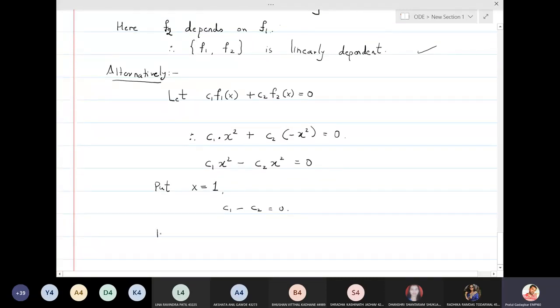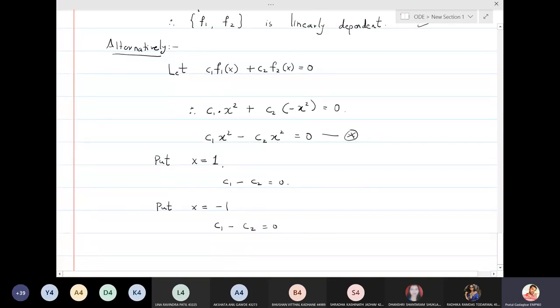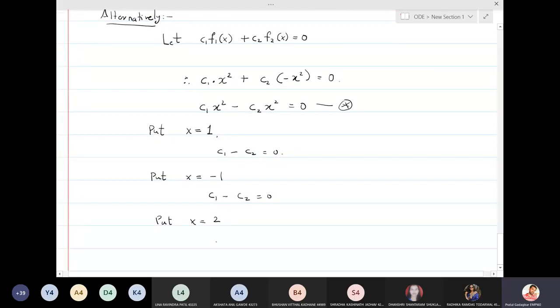Now let me put some other x to make one more equation. If I put x equal to minus 1 also, what will happen? This equation star will again become C1 minus C2, because minus 1 squared is 1. So again C1 minus C2 equal to 0. If I put x equal to 2, then I will get 4C1 minus 4C2 equal to 0, which, if I cancel the 4 out, will again give C1 minus C2 equal to 0.